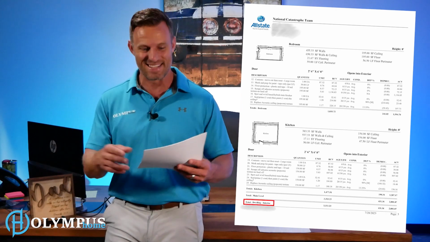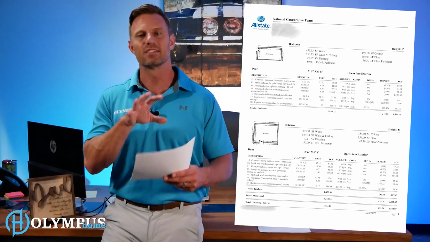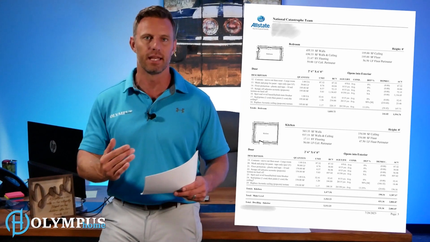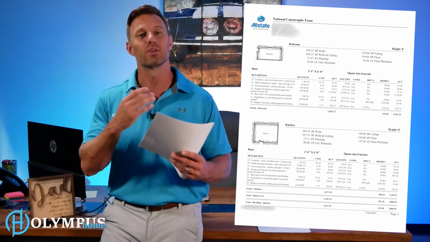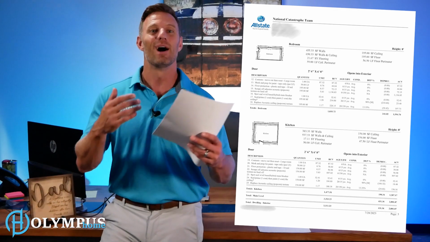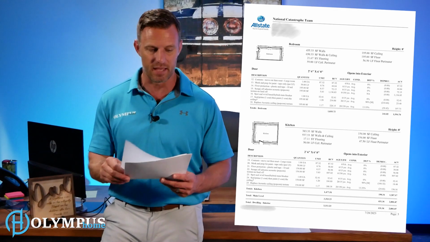Again, scopes can be very intimidating to pay attention to as a homeowner. They can almost feel like it's difficult because there's so many numbers and so many line items on a piece of paper that it's hard to understand what you're actually getting. But if you break it down section by section, line item by line item, you can start to get a better understanding of what your insurance company is actually paying for.